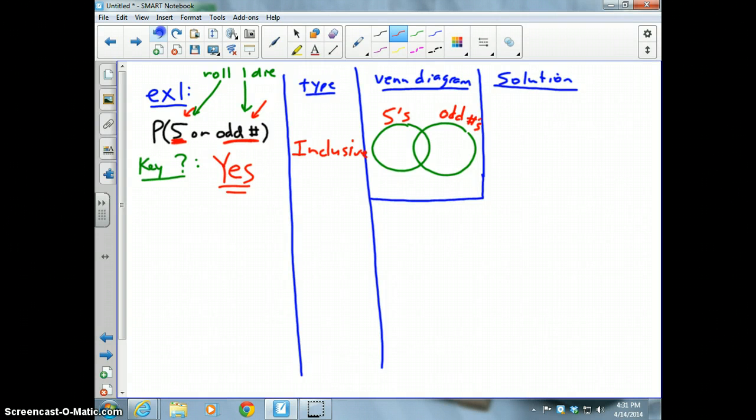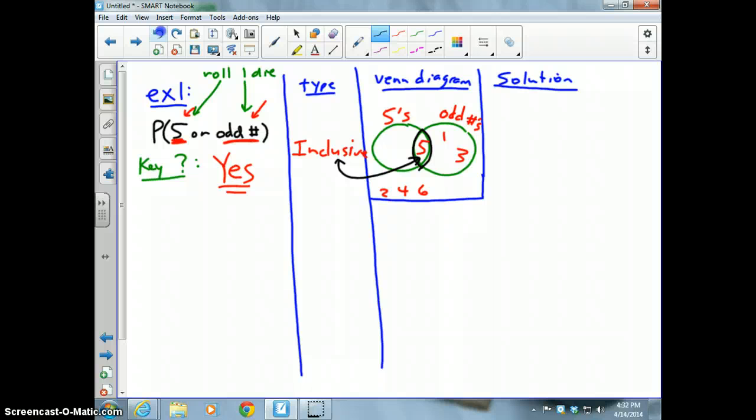Well, let's go through them. Where would 1 be? Well, 1 is odd, but it's not a 5. Where would 2 be? Well, 2 is not a 5, and it's not odd, so it's going to be out here. The 3 is an odd number, but not a 5. The 4 is going to go out here. The 5 is both an odd number and a 5, so it goes in the intersection point, and the 6 falls into neither category. Now, if you notice, our intersection has an entry. That is why it is inclusive. There is something in there.